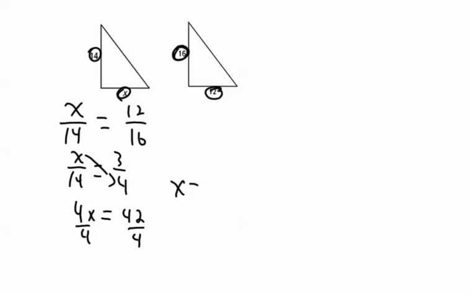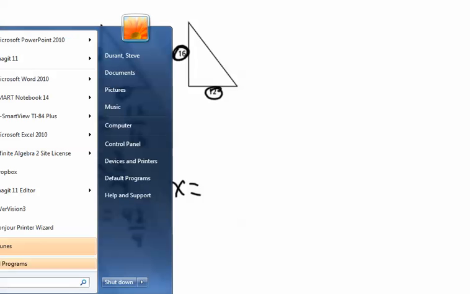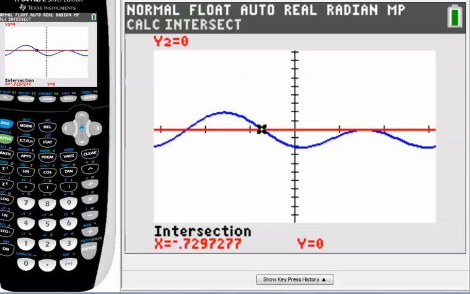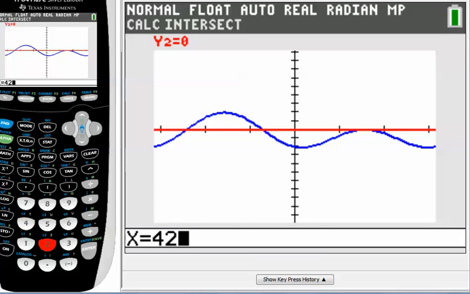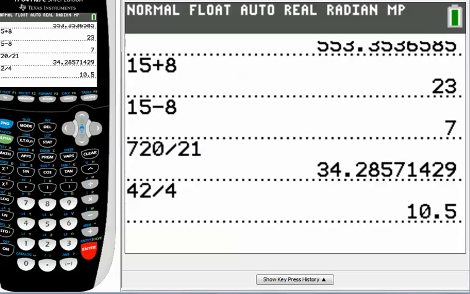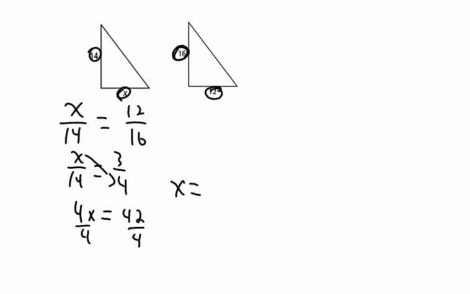So x is equal to, and we can always grab our calculator here and do 42 divided by 4. And you get 10.5. So the corresponding length of that is 10.5. Pretty simple, pretty easy.